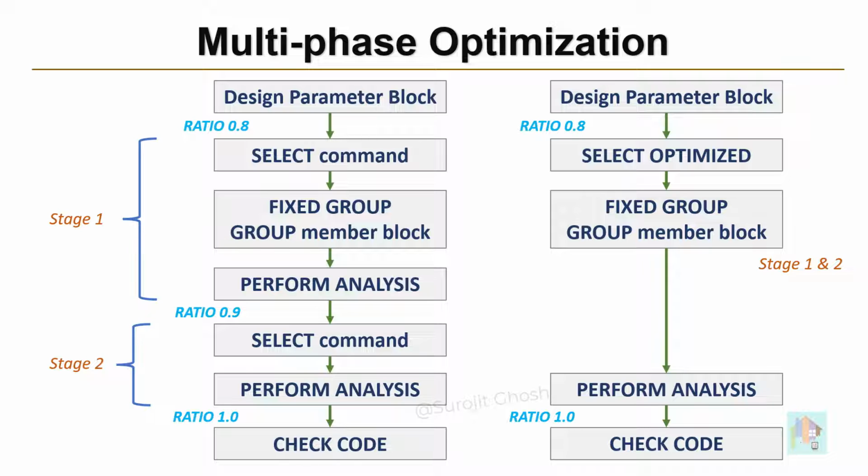Though it seems simpler to define, I don't prefer to use this command as we can't control the section selection with intermediate ratio value. We can only specify a ratio before the optimized command, which is used for both phases. This might lead to longer optimization cycle and failed member. I prefer multi-phase select command rather than select optimized, as that provides better control over section selection with intermediate ratio value and number of cycles as per requirement.